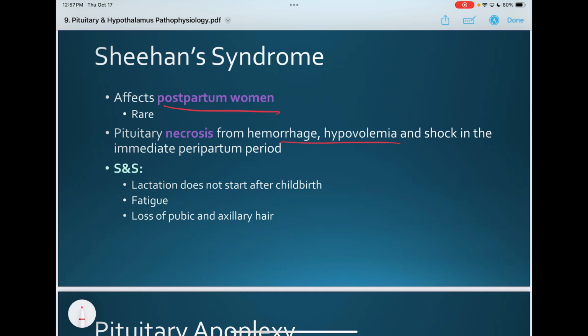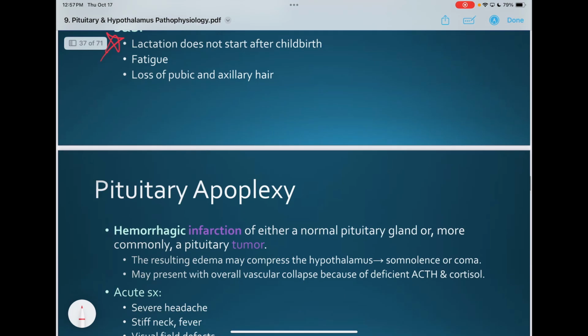So what's going to happen? No lactation. Why no lactation? There's no prolactin, right? Can't make milk. Prolactin makes the milk. Oxytocin is the letdown. Make sure you know those two, what they do. They're different. Fatigue, loss of pubic and axillary hair.